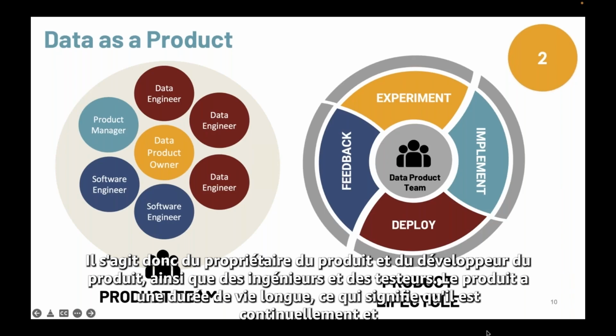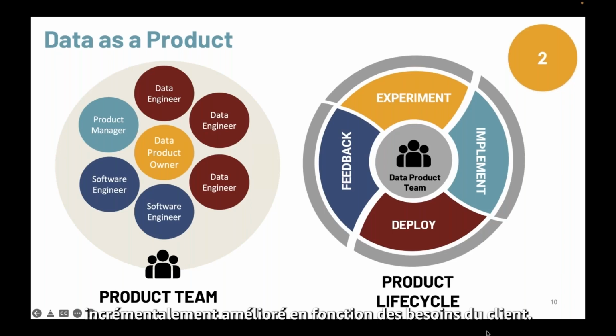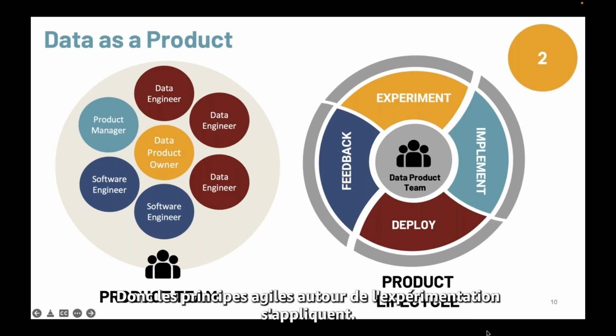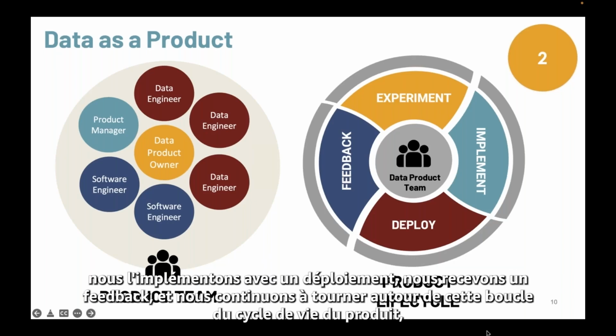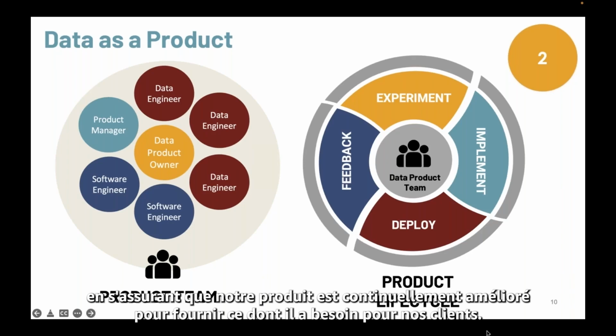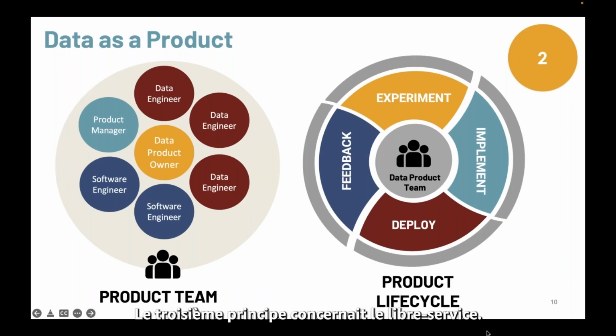And the product is long-lived, which means it's continually and incrementally evolved and enhanced with its customer needs. And this is fundamentally an agile concept, so the agile principles around experimentation apply. So underpinning agile, we have this idea of empiricism, and empiricism says that we experiment and we constantly measure, and we go in cycles, continuous improvement cycles. So we experiment with something, we implement it, we deploy, we receive feedback, and we keep going around this product life cycle loop, making sure that our product is continually enhanced and improved to deliver what it needs to for our customers.